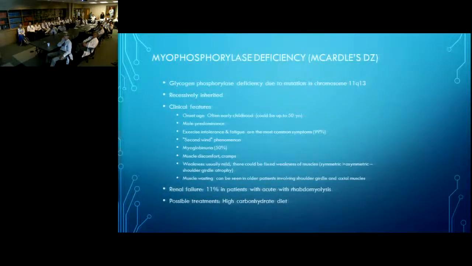So it's a disease caused by a mutation in chromosome 11. There's only a single form of human phosphorylase, and so it's mapped to this chromosome, and there are several mutations that can lead to deficiency of the enzyme. So glycogen cannot be cleaved, and glucose 1-phosphate cannot be produced in the muscle tissue. So there are all these symptoms of recurrent exercise-induced weakness, myalgias, and muscle cramps.